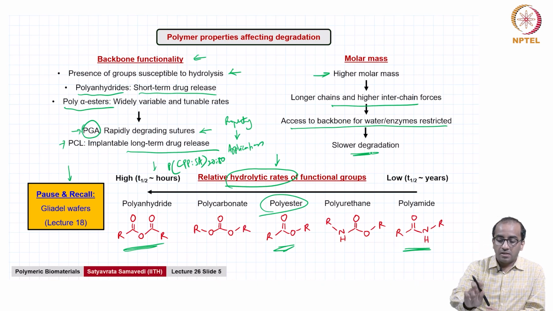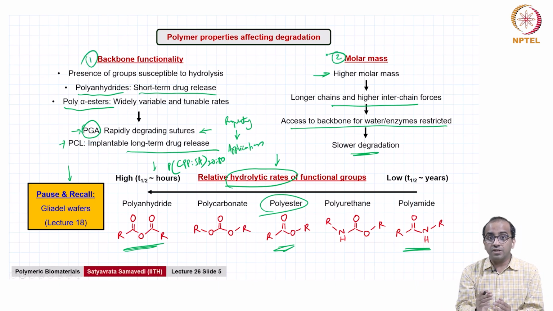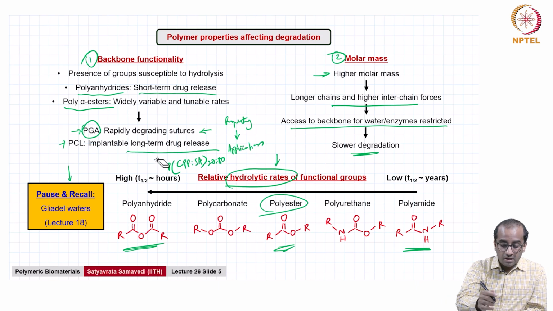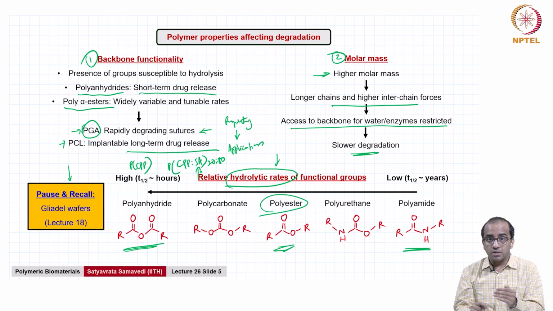So we already see that there are at least two ways to control the degradation rates of polymeric biomaterials. One is by simply looking at the backbone functionality, and even here, for example, we saw that if you only have the CPP, it's going to take a few years to degrade. But now the introduction of sebacic acid as a copolymer in the backbone brings down that degradation rate from a few years to a couple of weeks. So just by changing the functionality in the backbone, I can change the degradation rates.